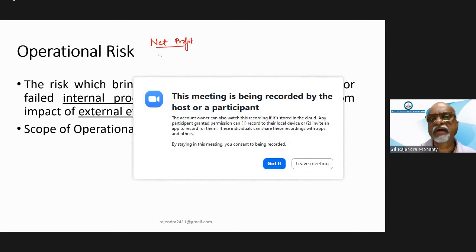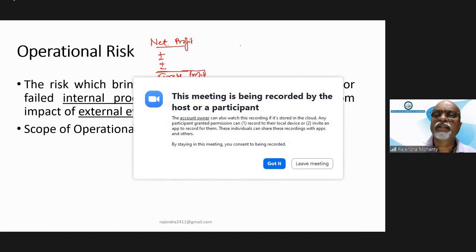Net profit and other details will be given. So you have to find out what is the gross profit or gross income. Gross income is nothing but gross profit. So from net profit, you have to arrive at gross profit. To arrive at gross profit, some adjustments are to be made, plus or minus, whatever.